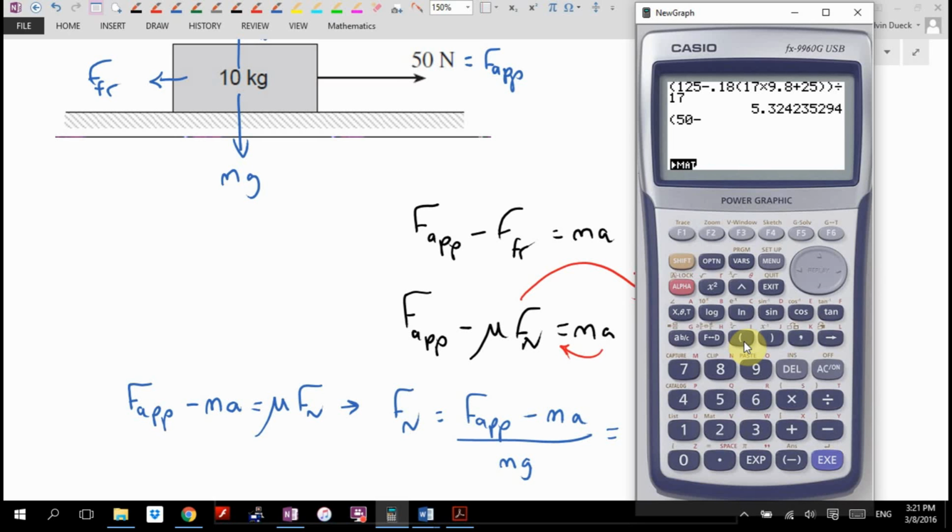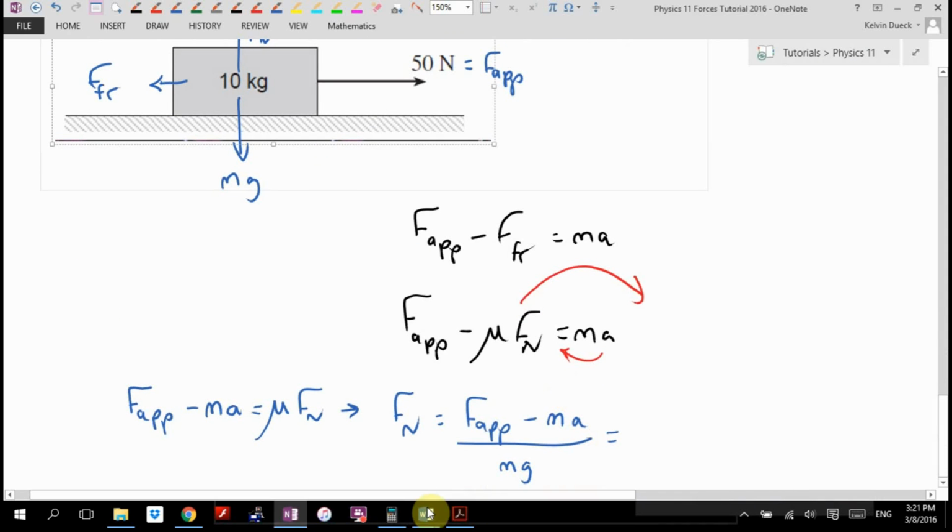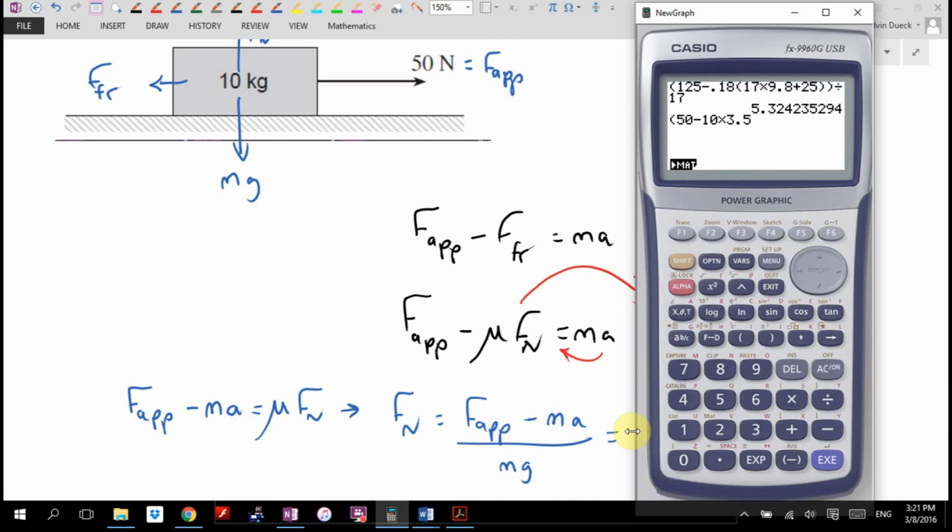50 minus 10 times, what did I say the acceleration was? 3.5? Close off the top, divided by bracket 10 times 9.8. This is going to be a pretty small answer, I think. Oh, no, that's not bad. 0.15? Okay. That's about linoleum kitchen floor. 0.153 would be a good place to round off to because there's a 0 after that, and that would be 3 sig figs. What are the units for mu?